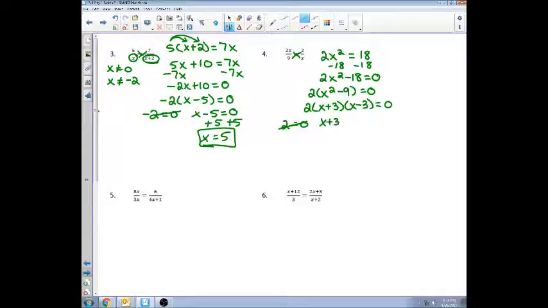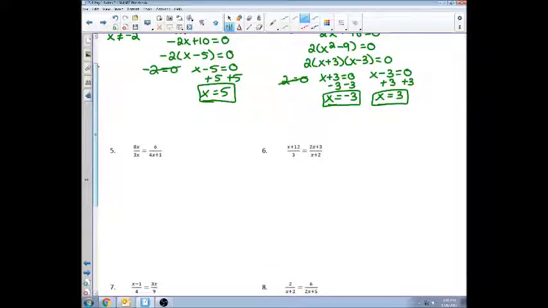X plus 3 is equal to 0. Subtract 3 from both sides. X would equal negative 3. X minus 3 is equal to 0. Add 3 to both sides. So x is equal to 3. I need to check for extraneous solutions by looking at my restrictions. So x cannot equal 0. Well, negative 3 is not 0, and 3 is not 0. So I'm good. On to problem number 5.